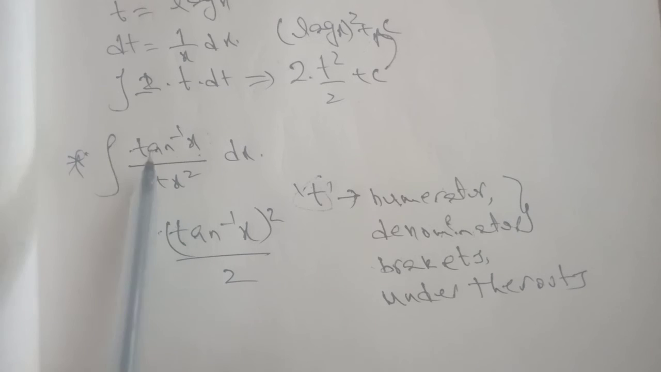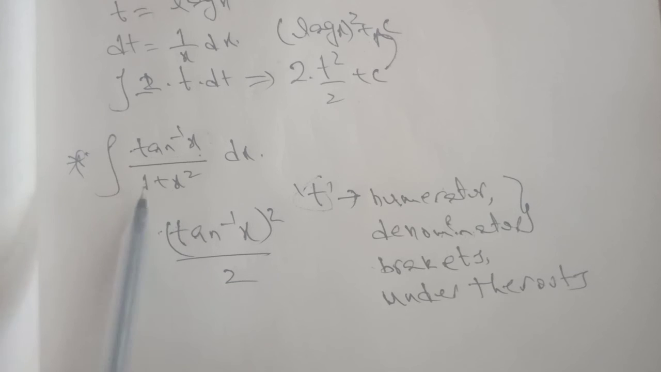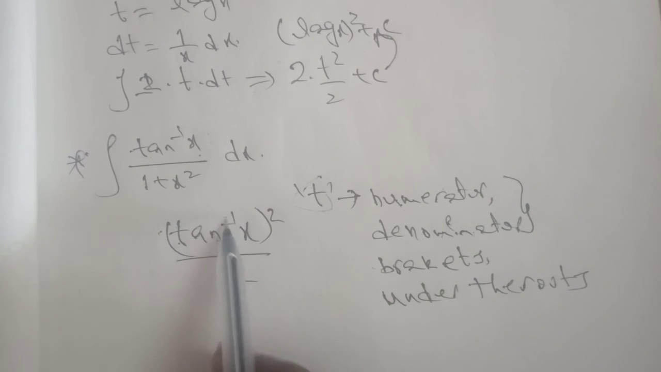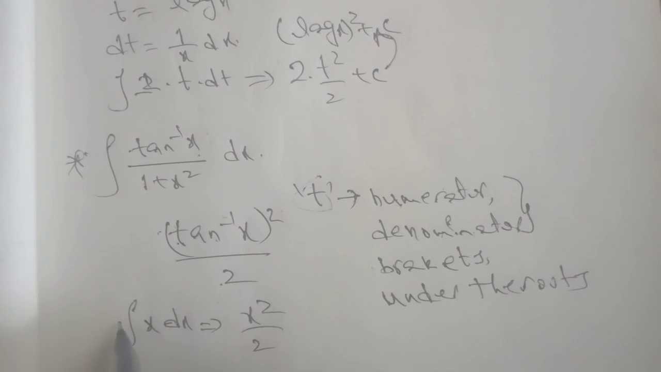Especially we have to give focus to these two things. If we consider the numerator part as t, the dx term must rely on this same equation. So the differentiation of tan inverse x becomes 1 by 1 plus x square, so we can write directly (tan inverse x) square by 2. It is like the integration of x, where the formula is x square by 2. The same concept will be applied here.